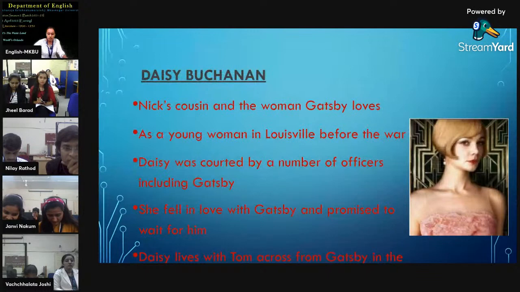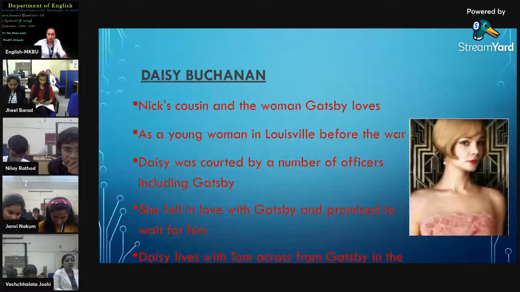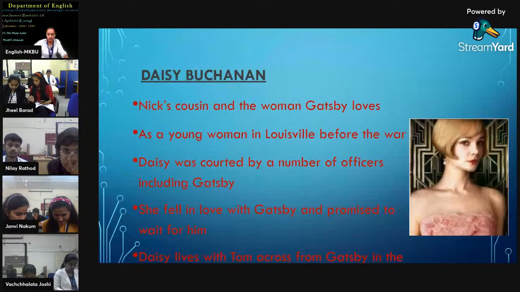Daisy Buchanan is Nick's cousin, and the woman Gatsby loves. As a young woman in Louisville, before the war, Daisy was courted by a number of officers, including Gatsby. She fell in love with Gatsby and promised to wait for him. Daisy lives with Tom across from Gatsby.